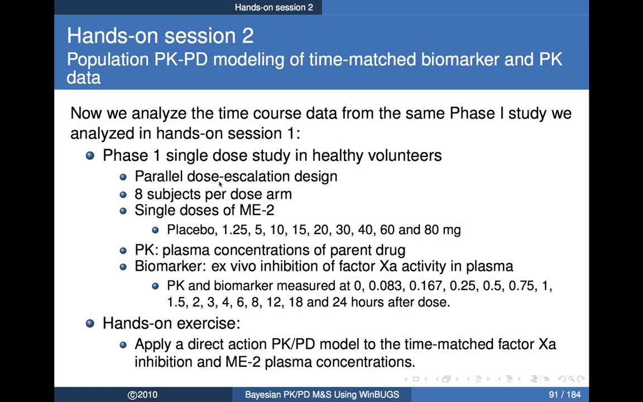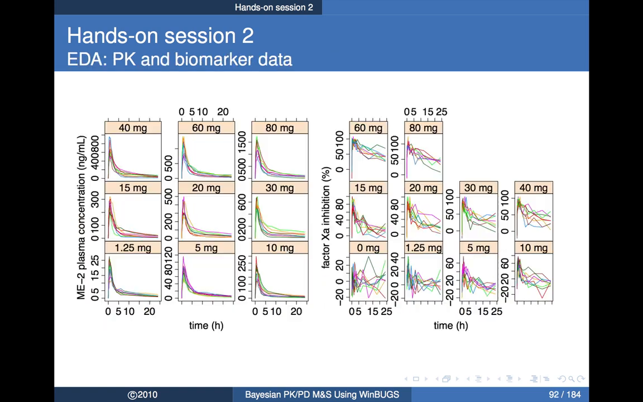Just to remind you what it is. We've got our data from a parallel dose escalation design. We've got 8 subjects per dose group. We've got 10 dose groups. Then we've got PK and biomarker data at several times. You can see listed here out to 24 hours. And so we're going to take those 2 observations, match them up by time because they've been measured at the same times, and we're going to model those concentration effect curves, then using a direct action PK/PD model with some component of inter-individual variation.